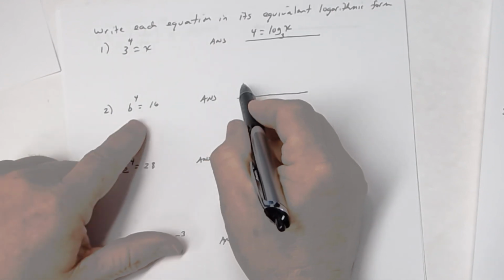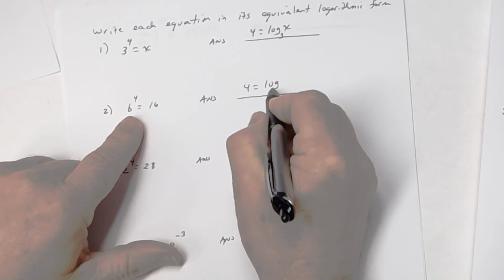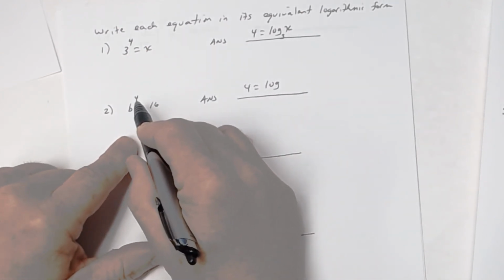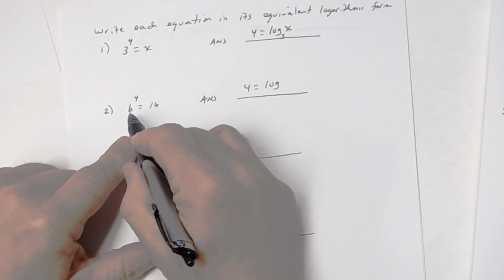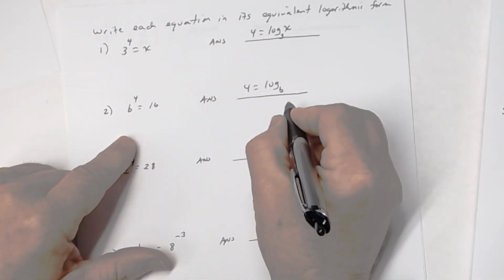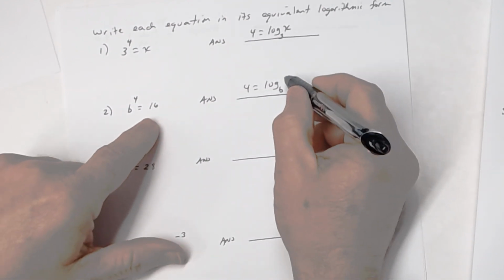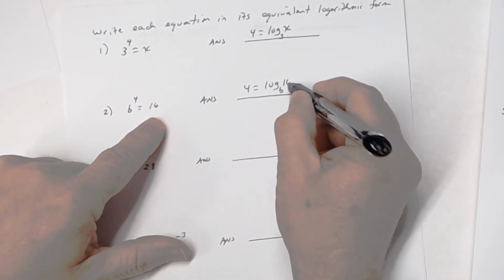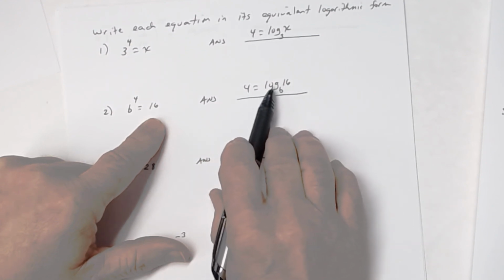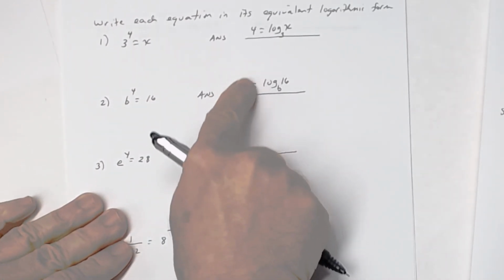All right, let's do this one. Write the exponent first. The exponent is 4, equal, and then log. The base of the log is the base of this equation. If 4 is your exponent, then b is your base. When you write it, though, make sure it looks like a subscript. That's important. Everything you write mathematically has to be correct. And then the only thing left is 16, and that's your argument. So 4 equals the log base b of 16, or 4 equals the log of 16 base b. You understand the pattern, right?